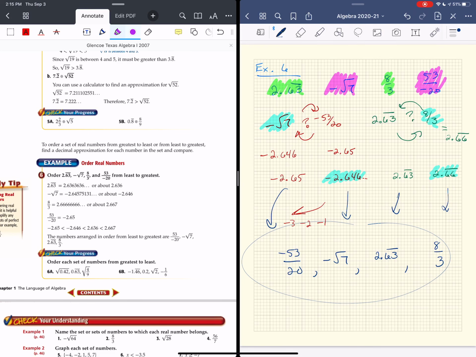I will let you use your calculator and figure out Check Your Progress 6A and 6B on your own. You can come back to class and ask me if you got those right with your notebook, or take a picture of your notebook, send it to me over the Google Classroom. However you want to do it would be fine with me.